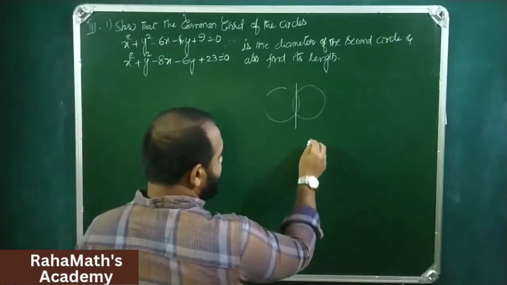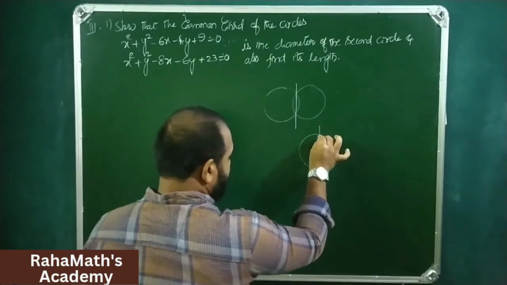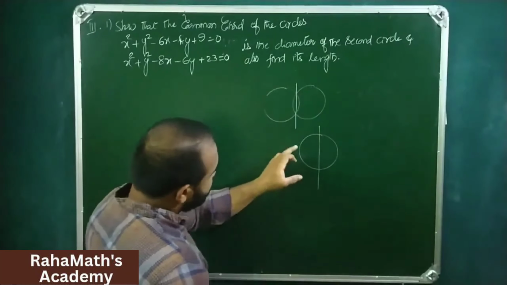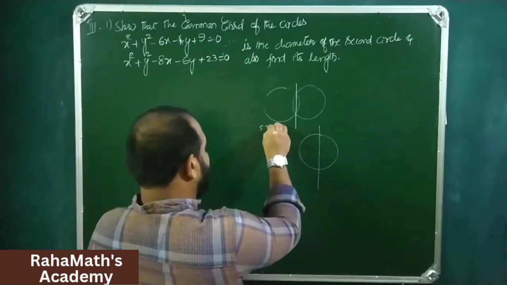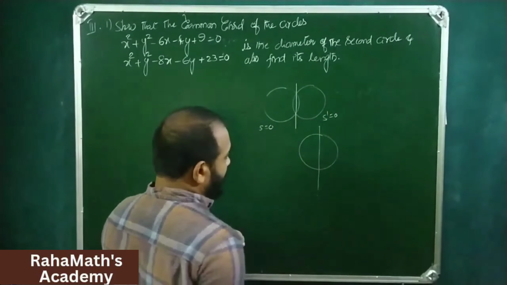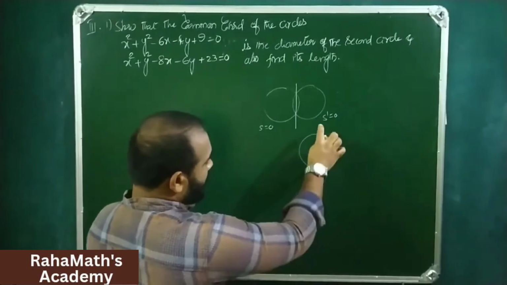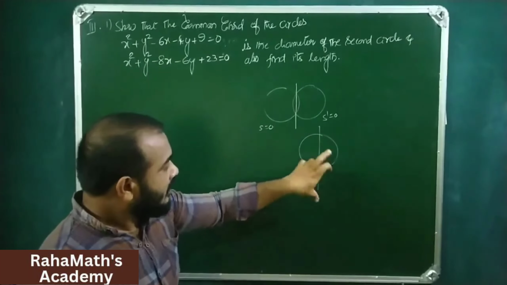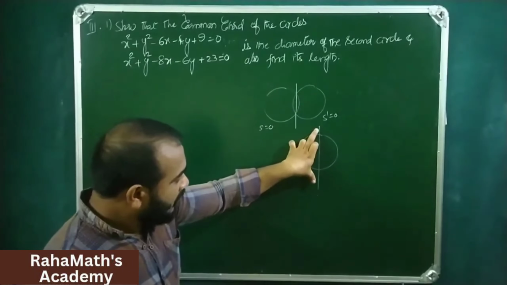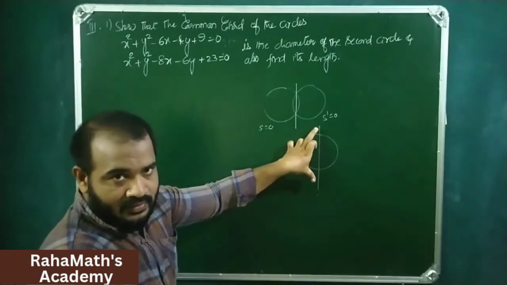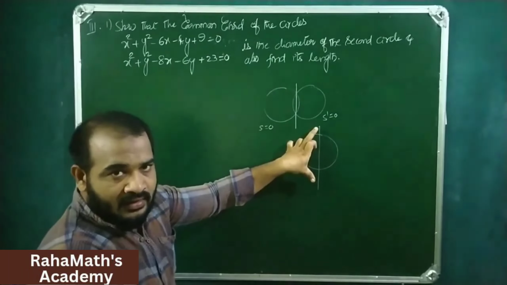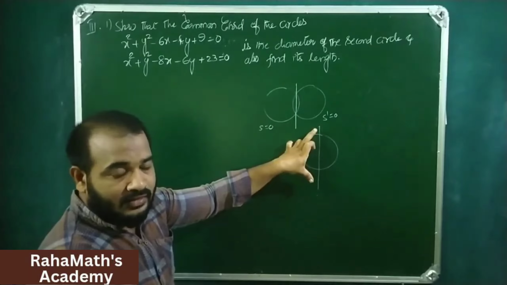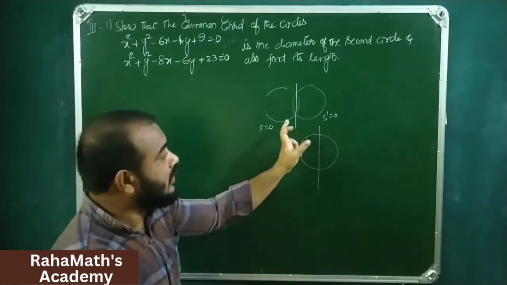So the second circle is there. This common chord is the diameter of the second circle. Let us suppose this is S equals to 0, S dash equals to 0. To claim it, we need the common chord. So how do we find the common chord? Simply the radical axis. The common chord is the radical axis for two intersecting circles.